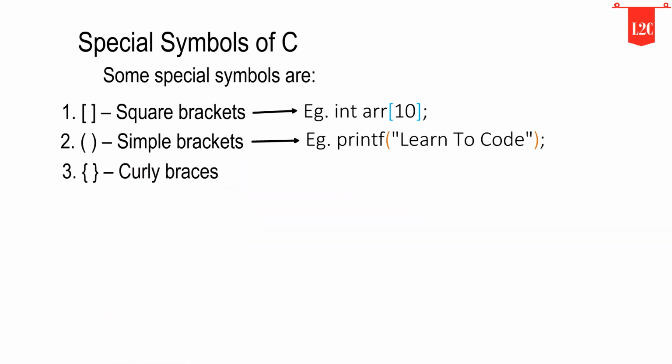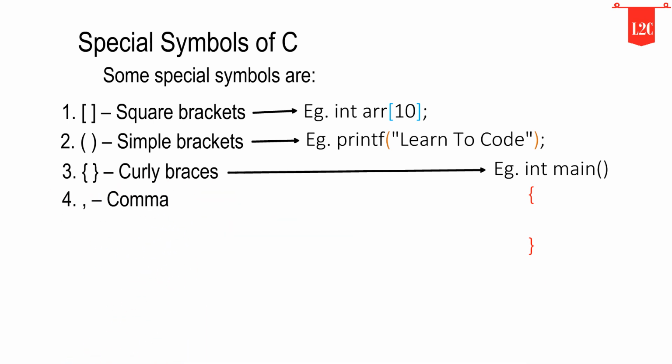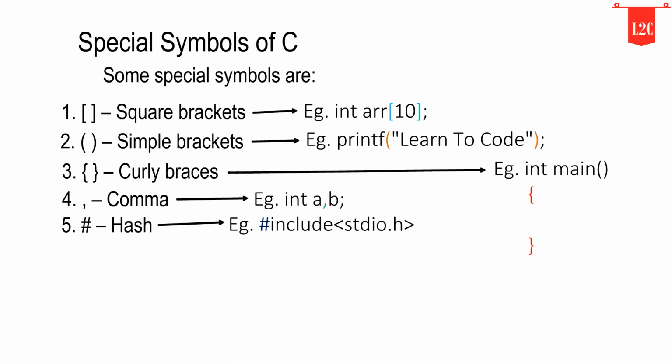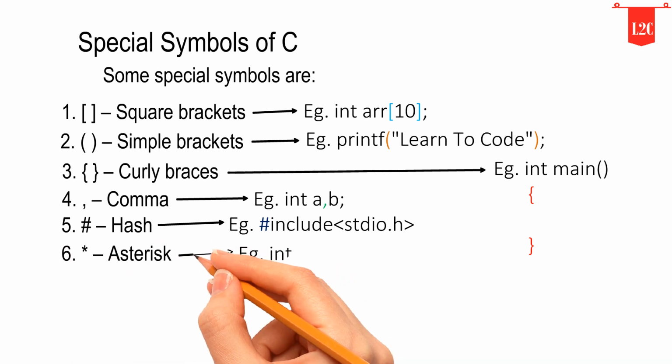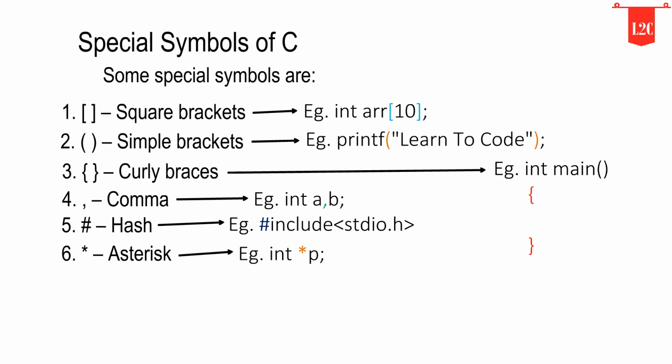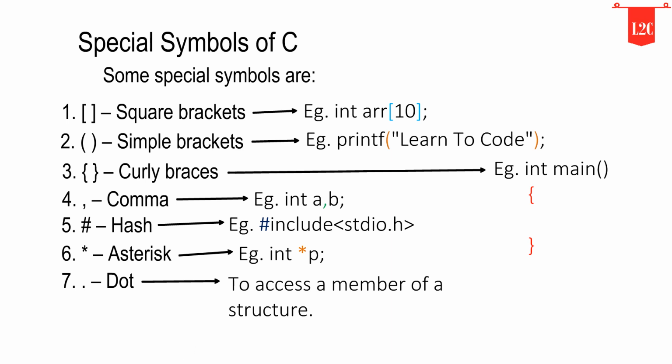Third, curly braces, denote the start and end of a particular fragment of code, which may be functions or loops or conditional statements. Fourth, comma, separates more than one statement, like in the declaration of different variable names in C. Fifth, hash, a preprocessor directive, utilized for denoting the use of a header file. Sixth, asterisk, to declare pointers, and also used as an operator for multiplication. Seventh, dot, to access a member of a structure.